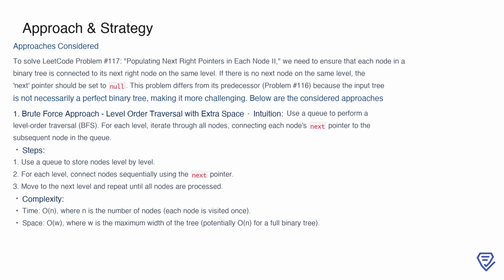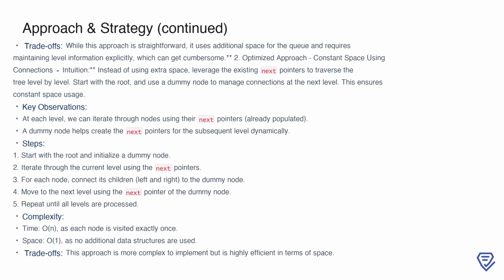While this approach is easy to understand and has a time complexity of O(n), since each node is visited once, the space complexity depends on the maximum width of the tree, which could be as much as O(n) in the worst case, such as in a full or very wide tree. However, the brute force approach, while intuitive, does come with trade-offs, particularly because of its additional space requirements for storing level information in the queue.